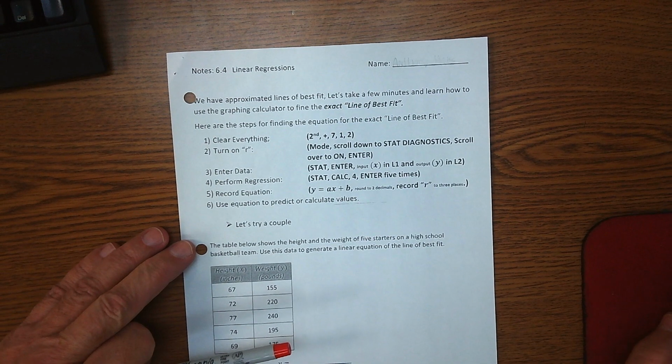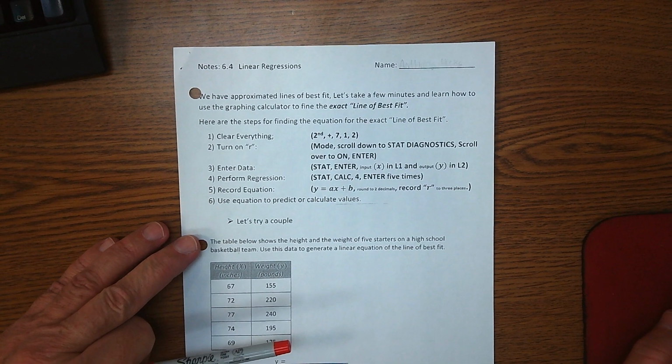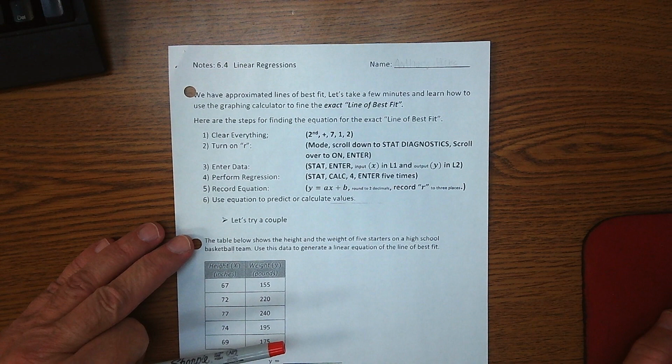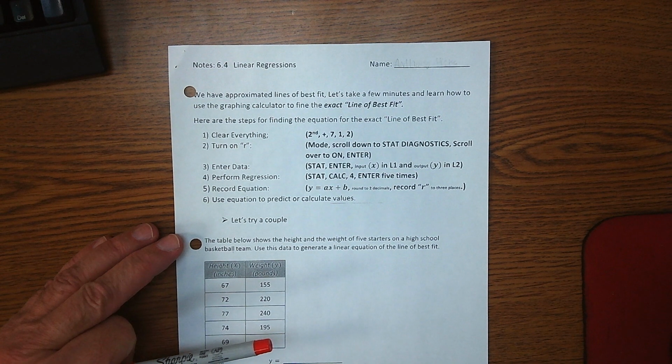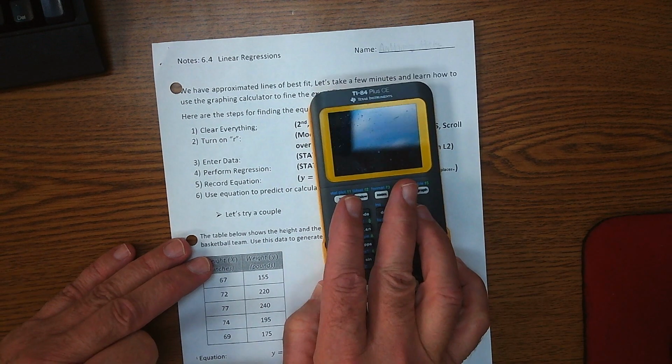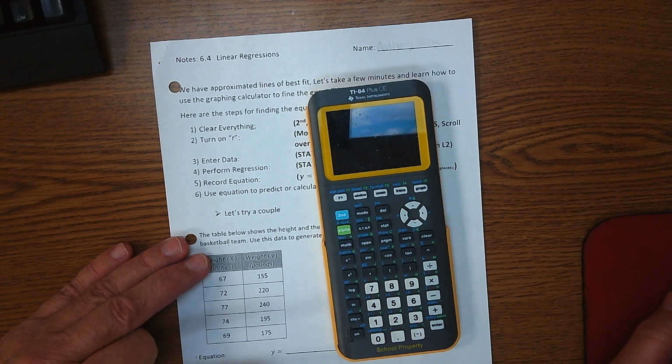Okay, good morning. This is how to do linear regressions on the calculator. These are the 6 steps. I'll walk through these 6 steps on the calculator as we go. So hopefully we can see these buttons.